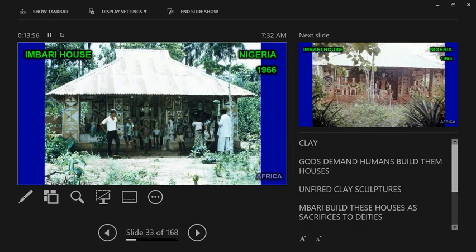And then they would put these figures inside of a house. So they'll build this house out in the middle of the jungle, and you can see these statues are on the inside of the house. And they're made because the gods demand that humans build them houses. So the figures are of the gods, and then the gods demand that the people build houses for them.